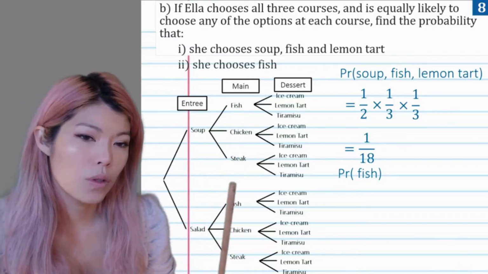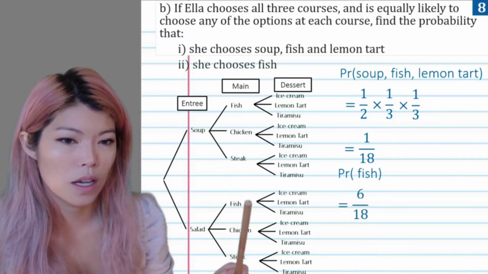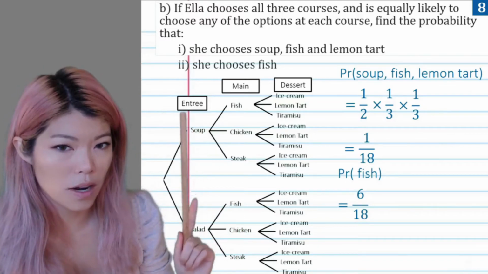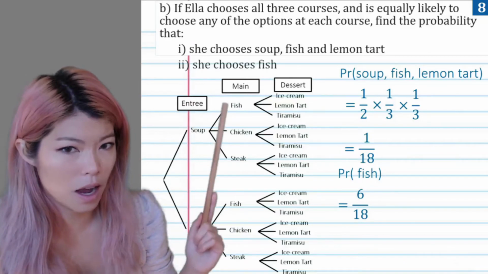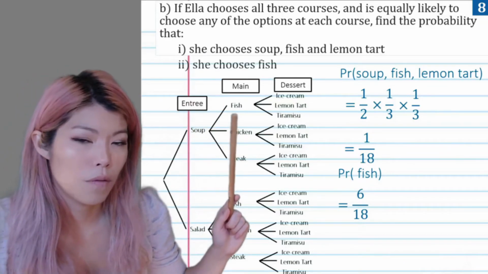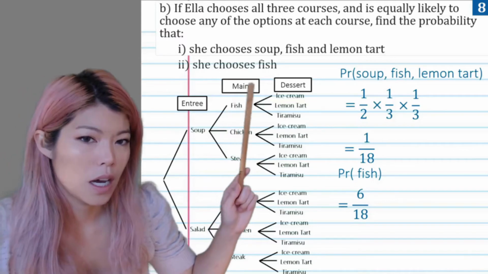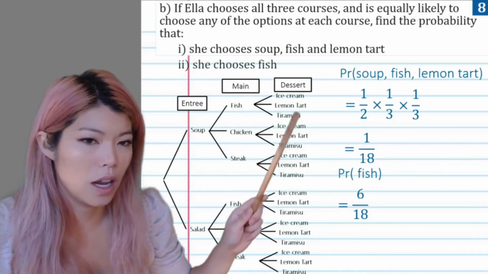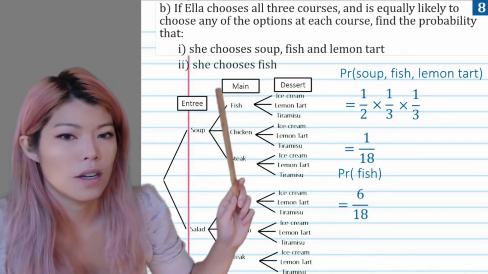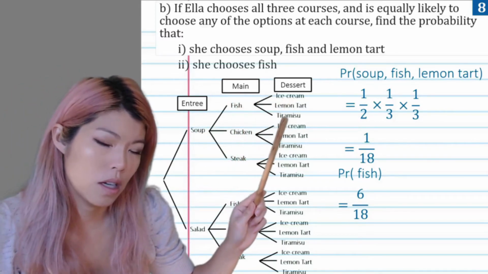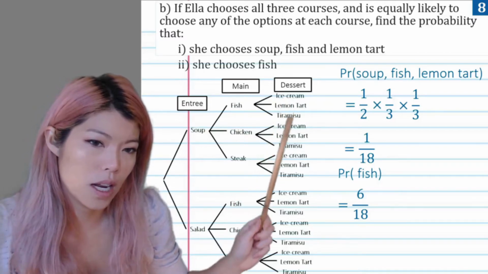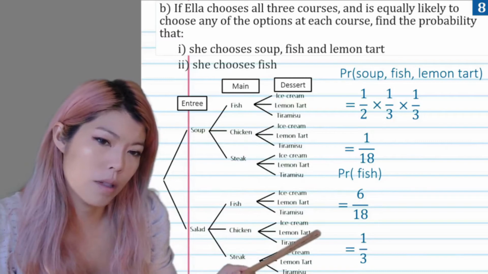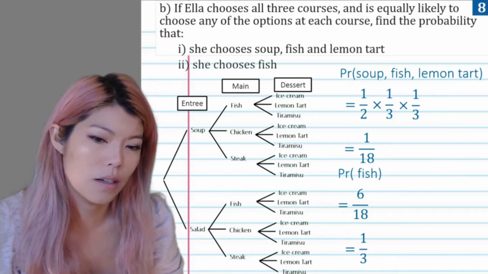But we can also work it out by saying that she wants anything, which is probability of 1. When you want anything, that means 100% probability, times fish, which is a third, times anything. So she wants any entree, fish, and any dessert. So we do 1 times a third times dessert, which is 1. So you get a third. So it's the same as counting the outcomes over the total, 6 over 18, which is a third.